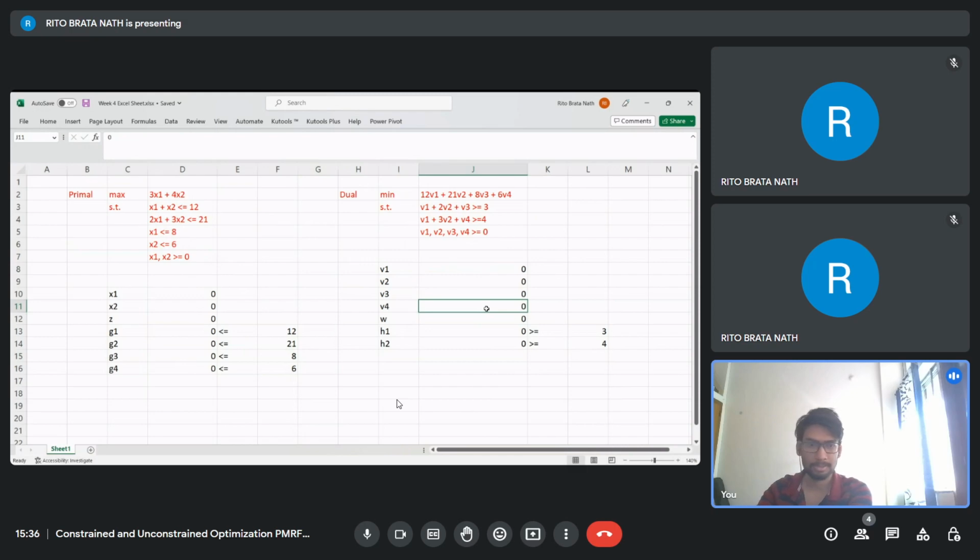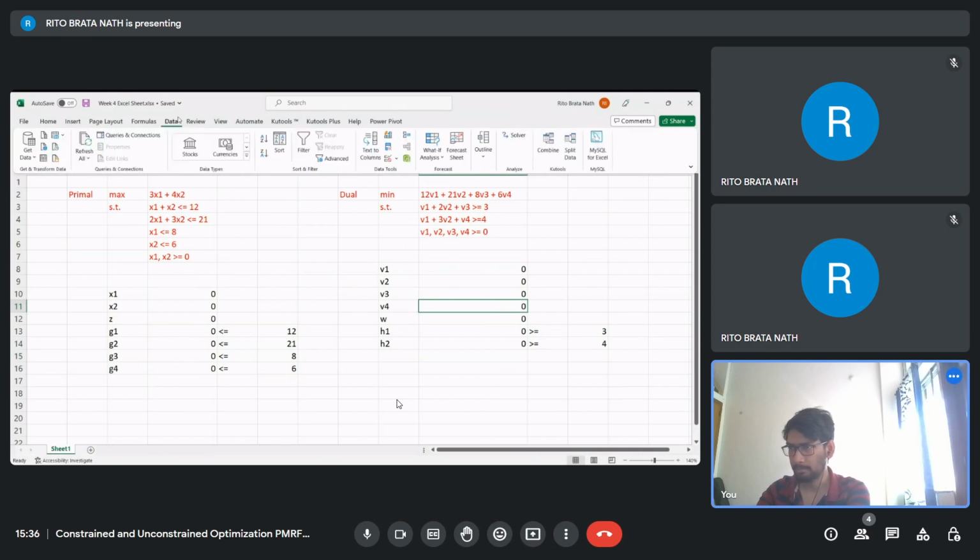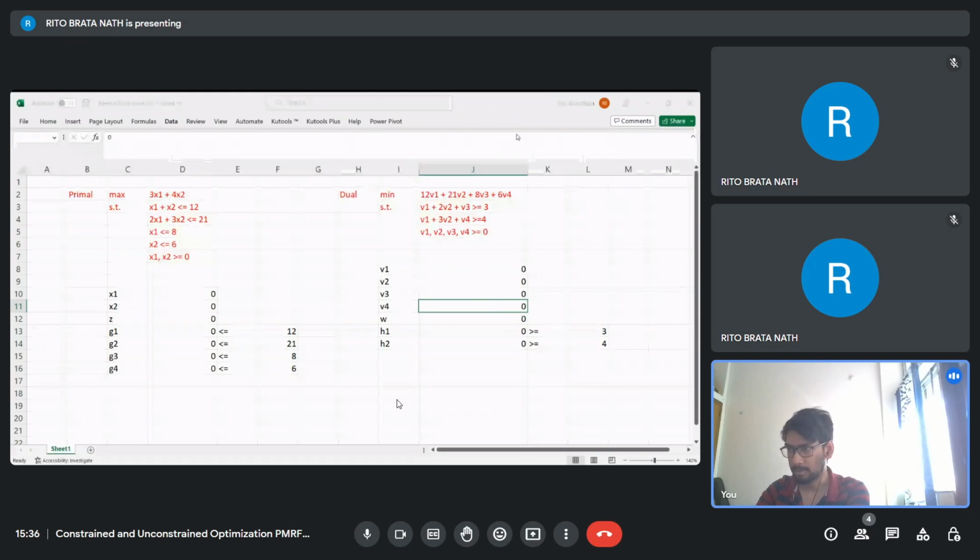So how to solve this? As I've shown you before, you can go to Data and then to Solver. Yeah, it's opening. So the Solver Parameters, you have to provide the objective. First, let's solve the primal one. The objective is nothing but this one, D12, and this is a maximization problem. Changing the variable values, I think this x1 and x2. Okay.